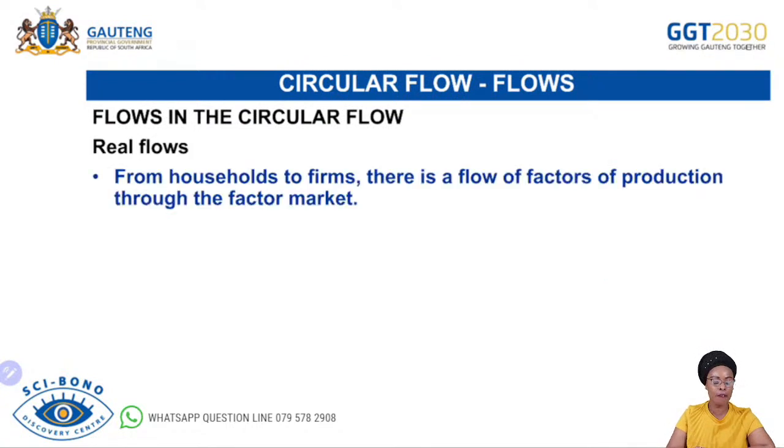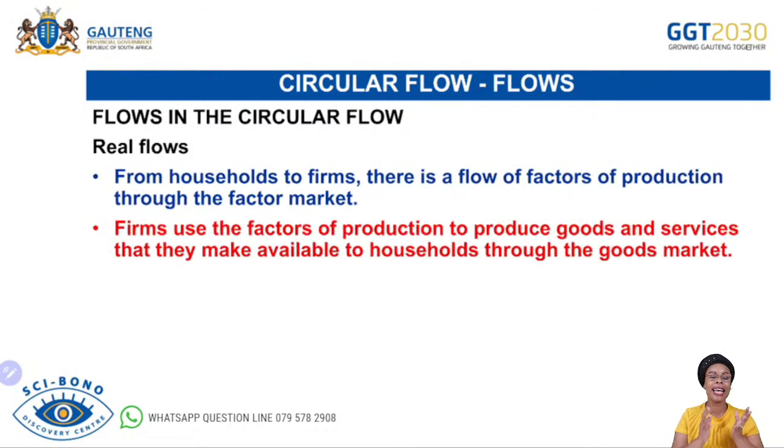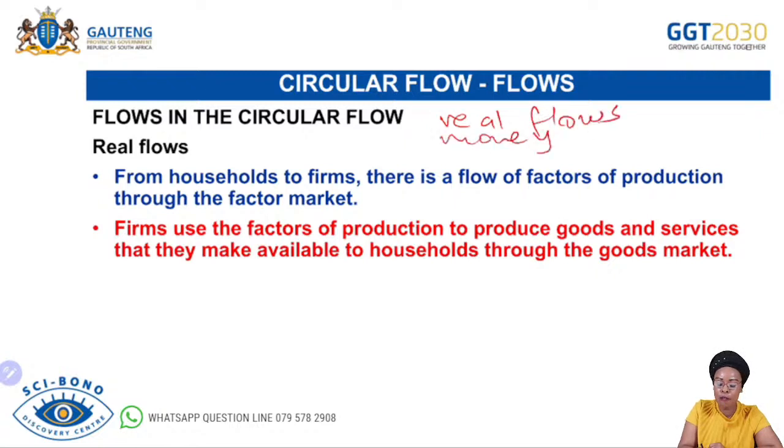So let us look at the flows. Remember when we were looking at the diagram itself, I showed you the flow of factors of production from the household to the businesses, and the flow of public goods and services from the government to the businesses and firms. So we have two flows. We have real flows. We also have money flows. Real flows are things that are tangible, and money flows are the flow of money through spending and expenditure.